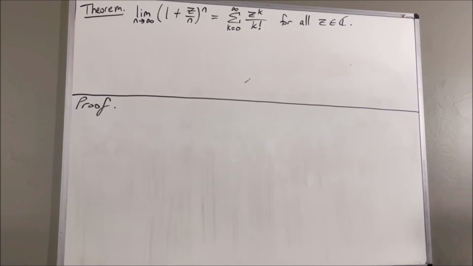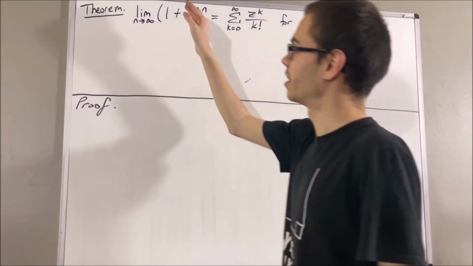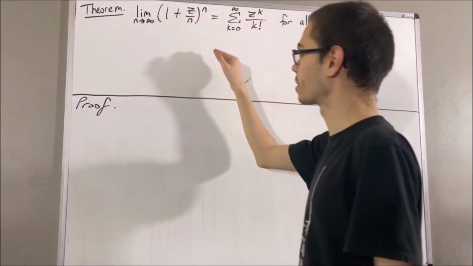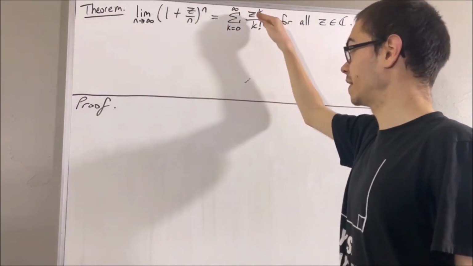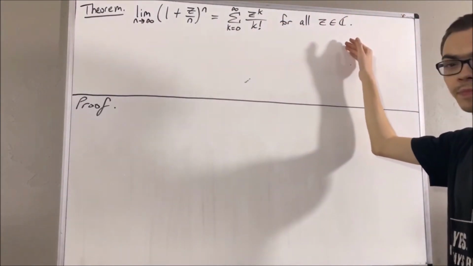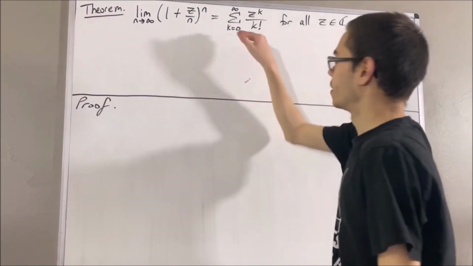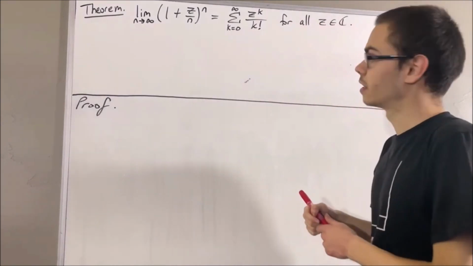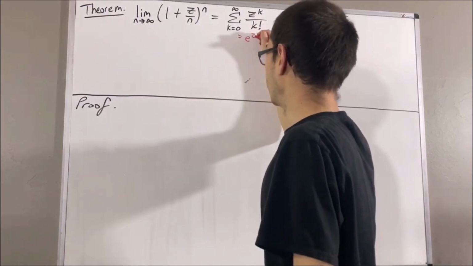Hello! In this video, we are going to prove the following theorem. The limit as n approaches infinity of (1 + z/n)^n is equal to the sum from k equals 0 to infinity of z^k over k factorial, for all complex numbers z. Now, we have already proven that this infinite series converges for all complex numbers z. And we defined the value it converges to be e to the power of z.